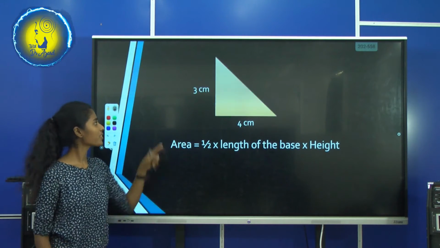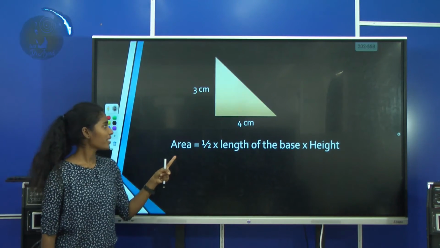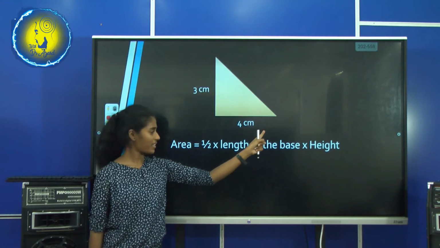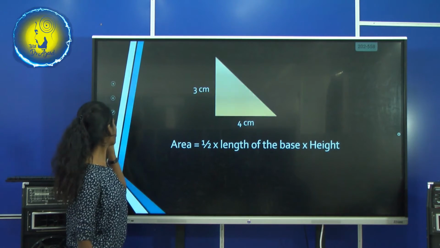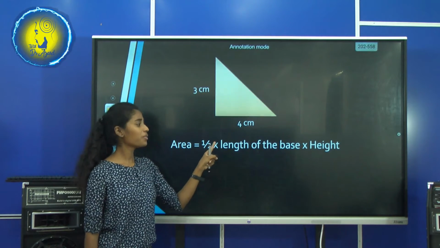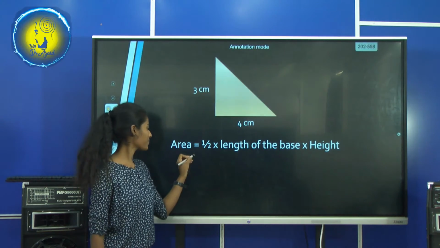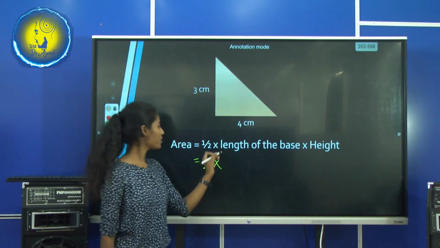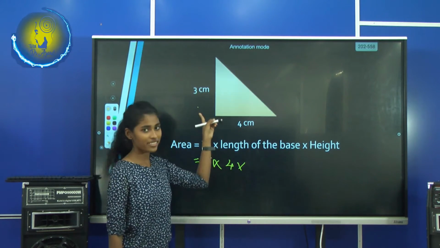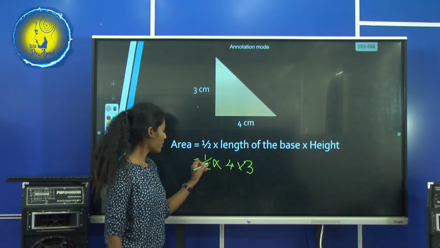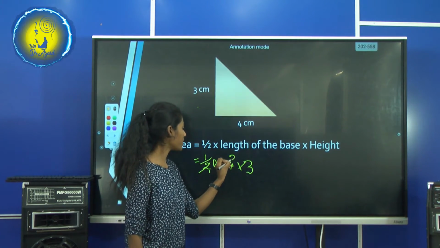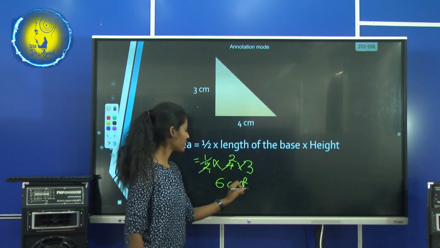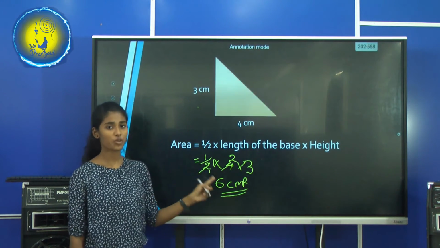Let's see another one. 3 centimeters and 4 centimeters. In this triangle, what is the height? This side is the height and this side is the base. So, area equals half into length of the base into height. Half into length of the base 4 into height 3. You can cut by 2 times. 2 times 1, 2 times 2. Now 2 times 3 is 6 square centimeters. The area equals 6 square centimeters.